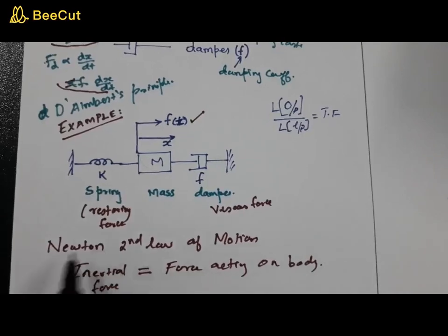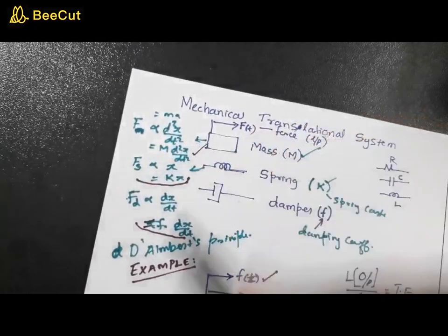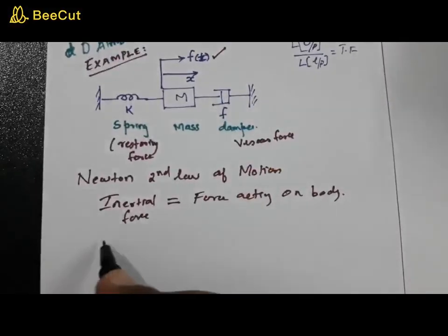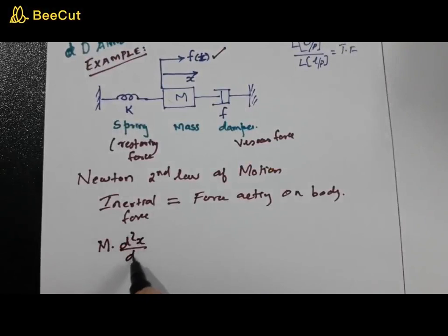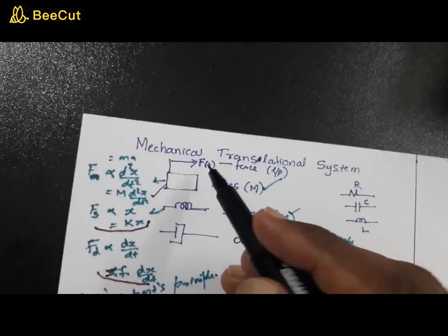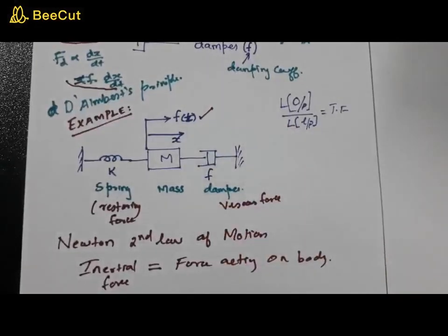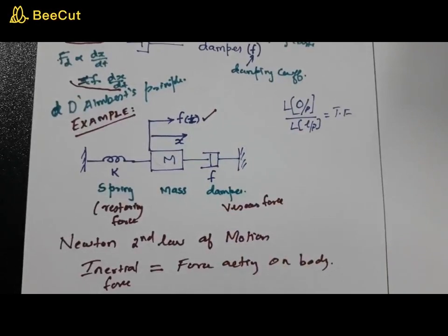Now let us fill in this equation. What is the inertial force? That is the inertial force due to the mass. We know that force is given by m into d square x by dt square. So m d square x by dt square is equal to the first force that is acting on it, which is given as f of t.